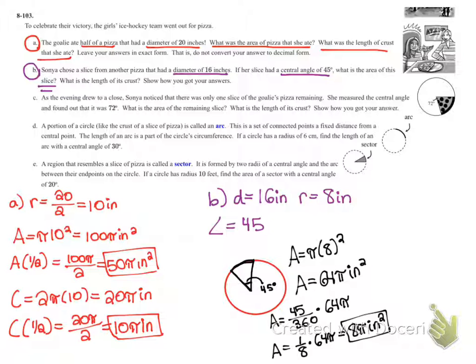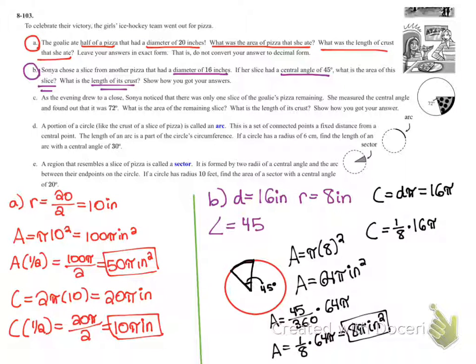All right, the next part, B, asks us to find the length of the crust. So now we need circumference. I know the circumference of this pizza is diameter times pi, or 16 pi. I also know the portion of the pizza she ate, 45 over 360, is 1/8. So the circumference of the part that she ate is 1/8 times 16 pi. 1/8 of 16 is 2. So the length of the crust that she ate was 2 pi inches.